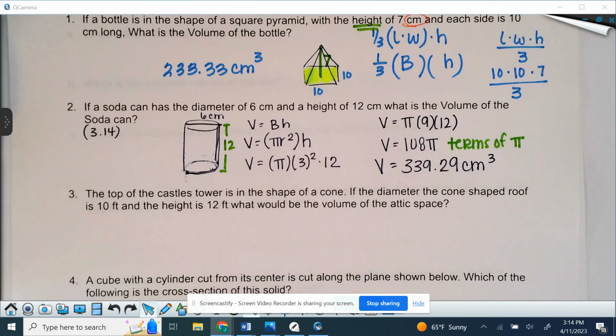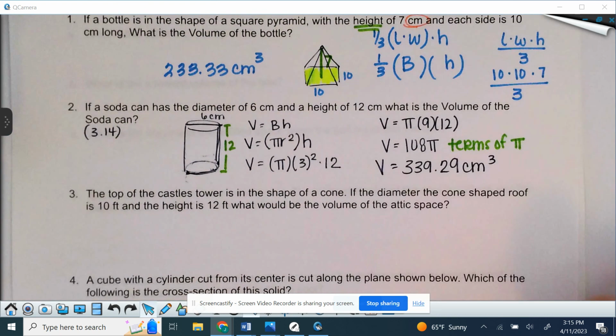And that'll really pertain more when we get into circles and such things later on down the line. But the sooner you can pick up on what in terms of pi means, the better.